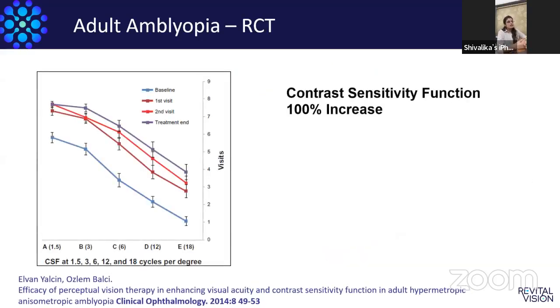Similarly, with the contrast sensitivity function, Revital Vision promises 100% improvement. You can see on the graph here, the light blue is the baseline measurements. The maroon, red, and the purple one is at the end of the treatment, where you can see the contrast sensitivity function has actually moved towards the normal curve.